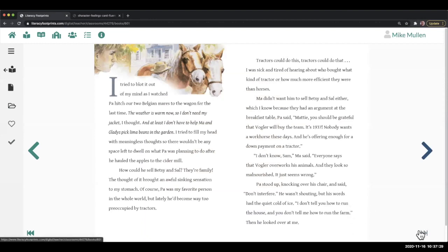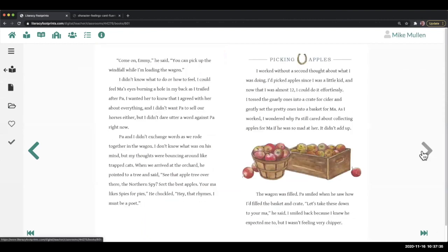Then he looked over at me. Come on, Emmy, he said, you can pick up the windfall when I'm loading the wagon. I didn't know what to do or how to feel. I could feel Ma's eyes burning a hole in my back as I trailed after Pa. I wanted her to know that I agreed with her about everything, and I didn't want Pa to sell our horses either, but I didn't dare utter a word against Pa right now.